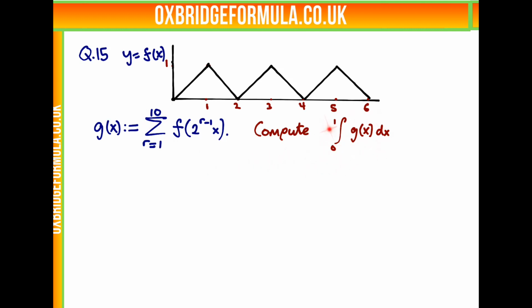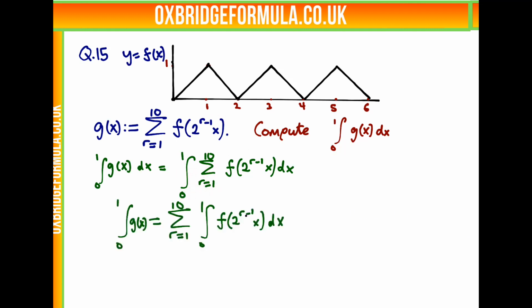So let's first write out what this expression is. This is precisely the integral of this expression. What might we do from here? Well, we can swap this sum and this integral the other way around. And why can we do that? Due to linearity of integration. So this integral is precisely the sum from r equals 1 to 10 of the integral of f of 2 to the r minus 1 x dx.